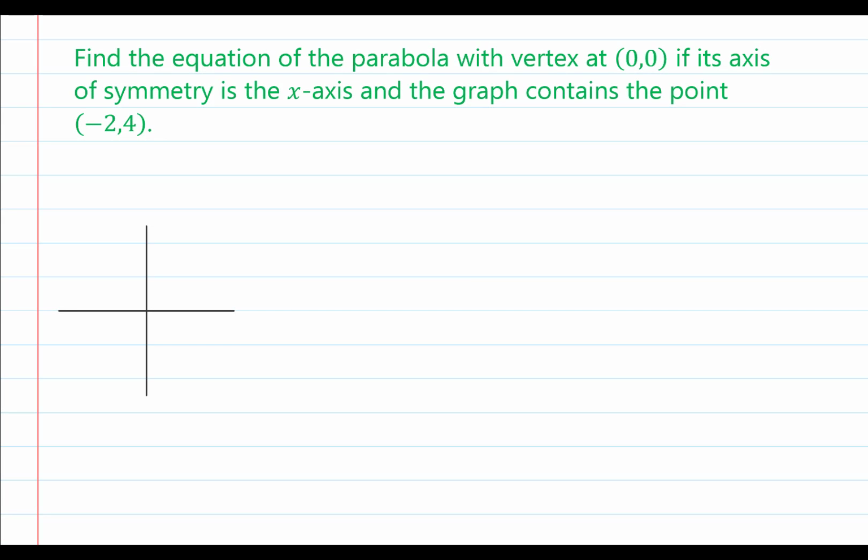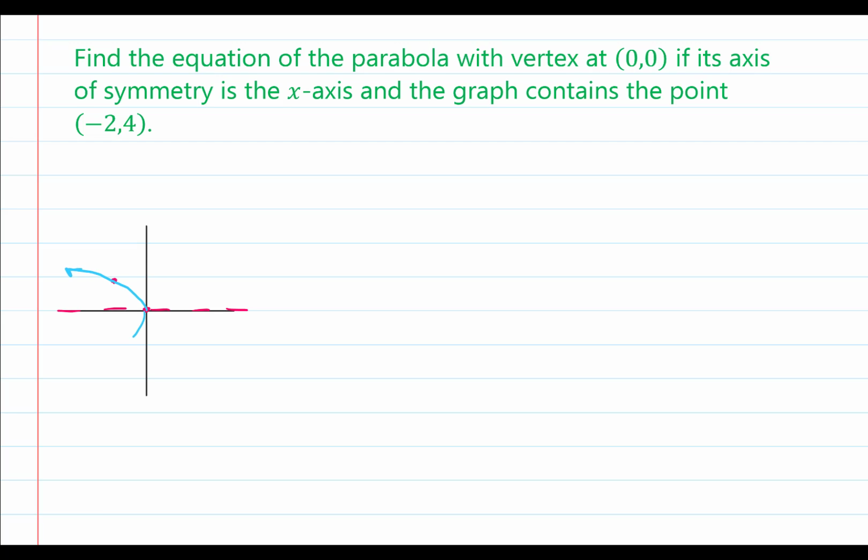Our second problem is asking us to find the equation of the parabola with the vertex at (0, 0) if the axis of symmetry is the x-axis. So I'm going to go ahead and start right there and place the axis of symmetry on the x-axis. We know that the vertex again is the origin (0, 0), but now what we're given is the fact that there's a point on the parabola that is (-2, 4). So that would be to the left 2 and up 4 units. So this point is on the parabola. What this tells us is that the parabola will open to the left.